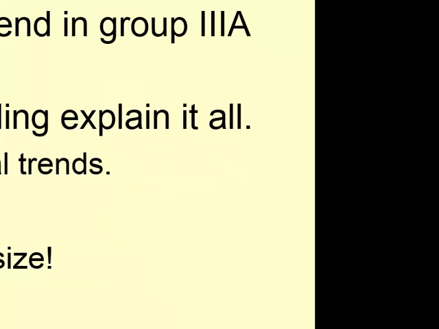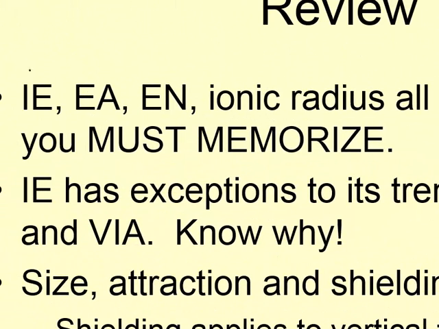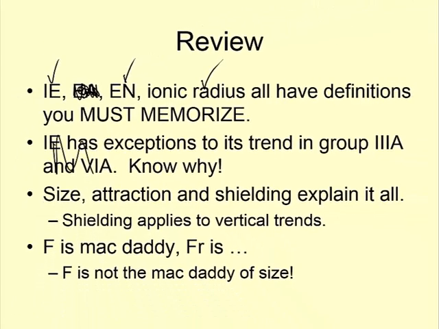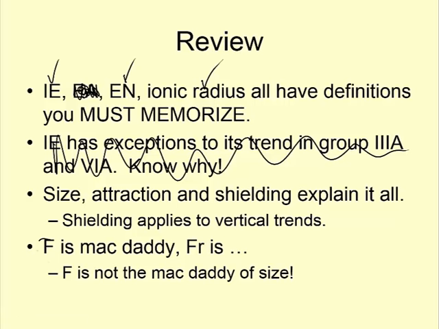So, you should know what ionization energy is and its abbreviation. Electron affinity, we've dropped. Electronegativity and ionic radius all have definitions you must memorize. Ionization has exceptions that you don't need to know yet. We'll cover that later. Size, nuclear attraction, shielding explains it all. Fluorine is the best. Francium is the worst. But fluorine is not the Mac Daddy of size.